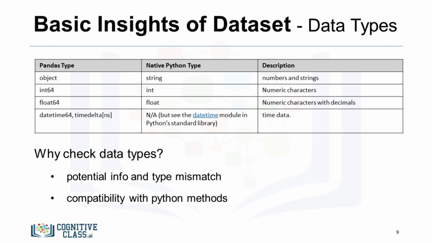The second reason is that it allows an experienced data scientist to see which Python functions can be applied to a specific column. For example, some math functions can only be applied to numerical data. If these functions are applied to non-numerical data, an error may result.